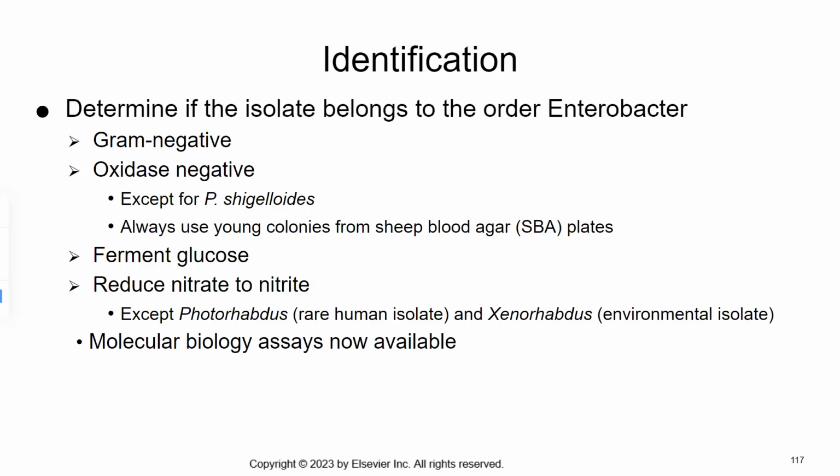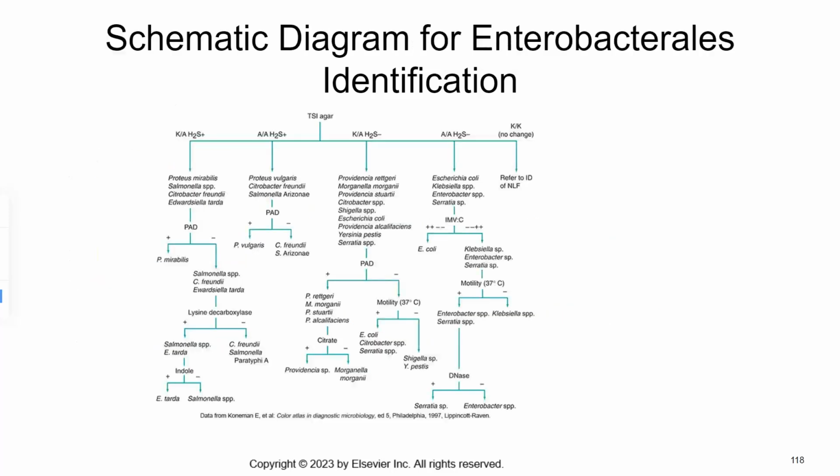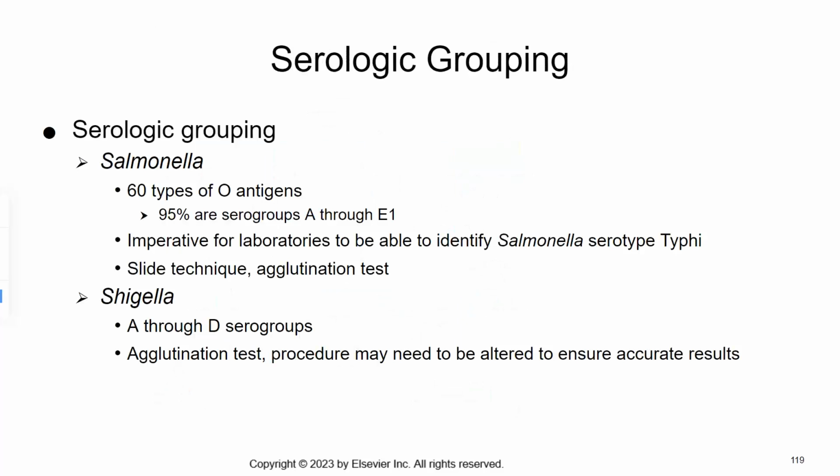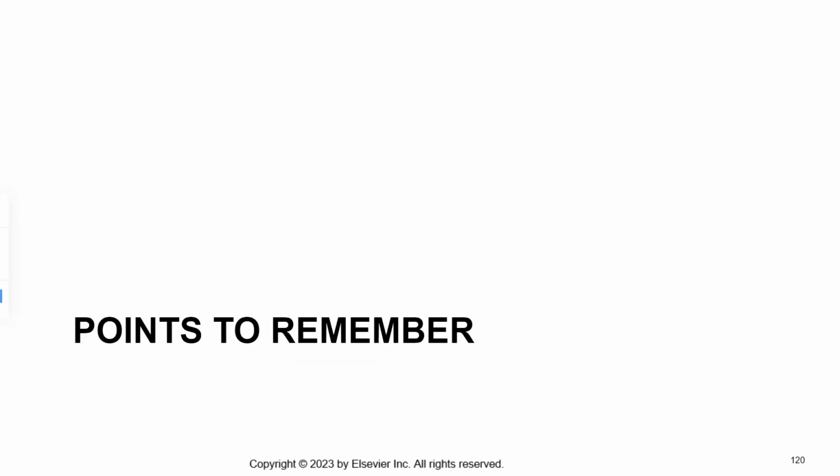So you need to determine if the isolate belongs to the order Enterobacterales: gram-negative, oxidase-negative, except for Plesiomonas shigelloides. Always use young colonies from SBA. Do they ferment glucose, reduce nitrate to nitrite? Molecular biology assays are now available. This is a schematic diagram that will be useful when you start drawing differentiating diagrams. And then serological grouping is important for Salmonella and Shigella. You can feel free to read through the points to remember.